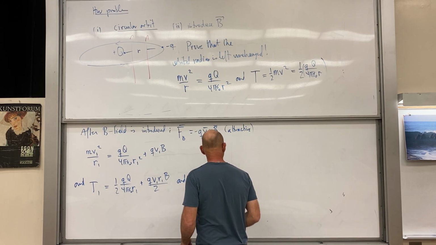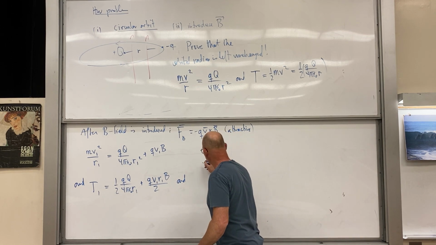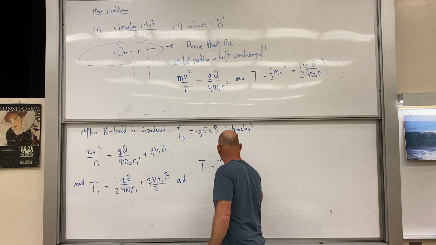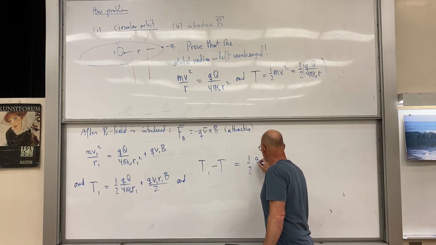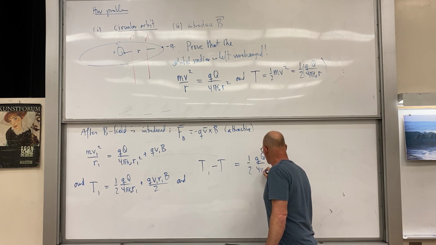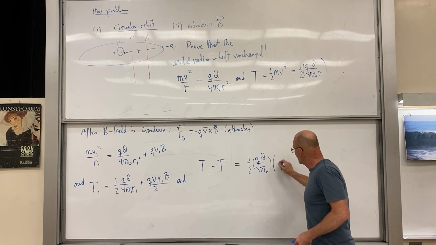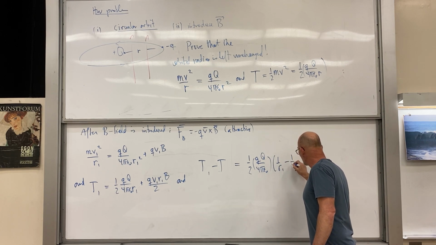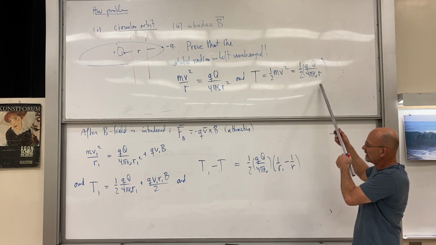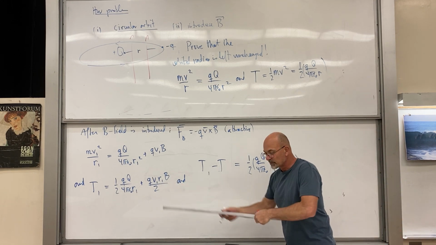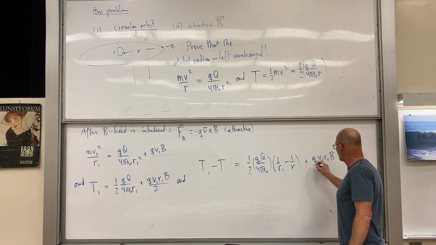T1 minus T. If I can give myself a little room up here, because I had a step right after that. T1 minus T is just equal to this 1/2 over 4 pi epsilon naught. And I've got 1 over R1 minus 1 over R. Okay. So I've subtracted off this original, and then I still have this one left, plus Q V1 R1 B over 2. Okay.